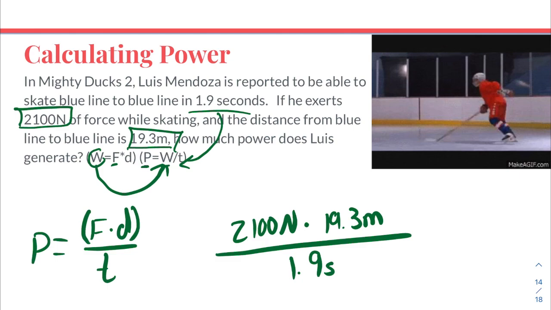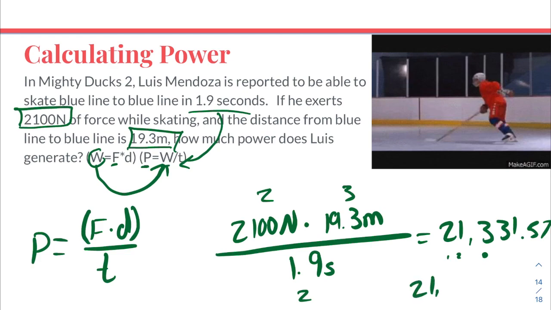You punch that into your calculator, and you come up with 21,331.57, bunch of other numbers. 2 sig figs, 2 sig figs, 3 sig figs, so we need 2. We're going to look at this next spot. It's less than 5, so we're not going to round the 1 up, so we get 21,000. Got to keep those zeros. And that is watts of power.